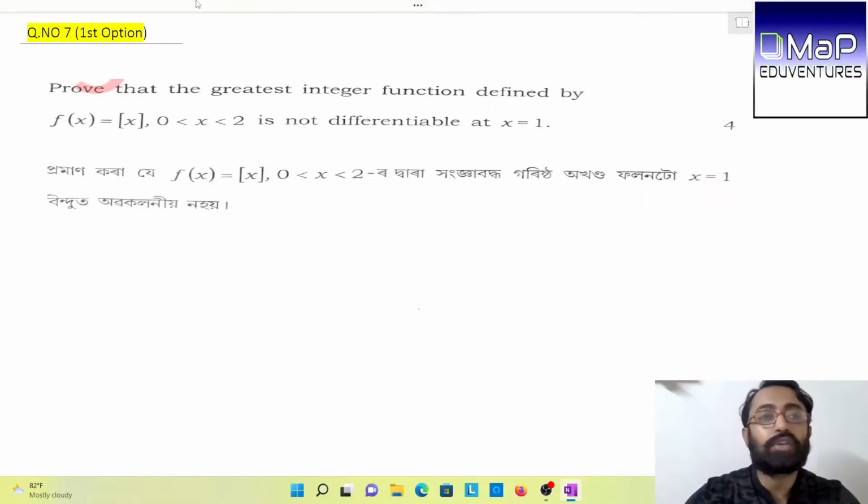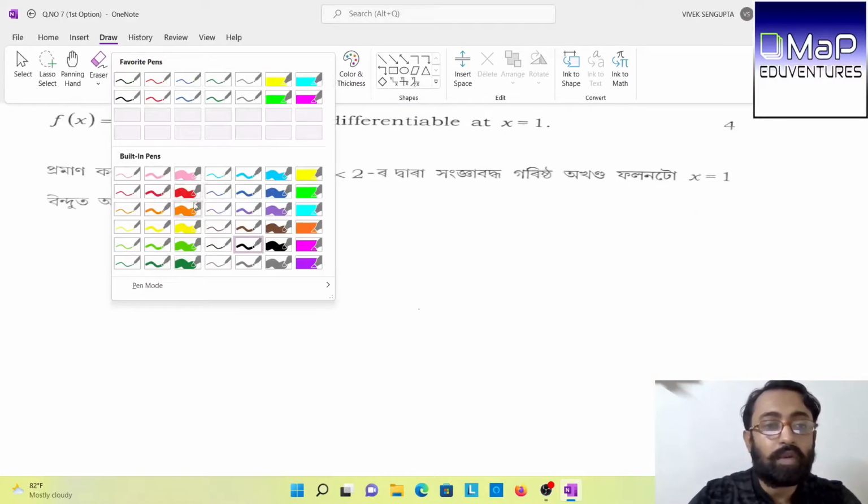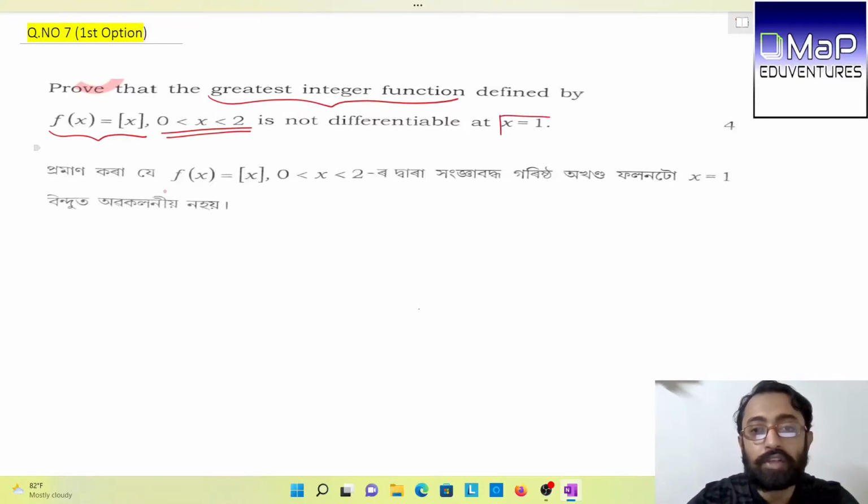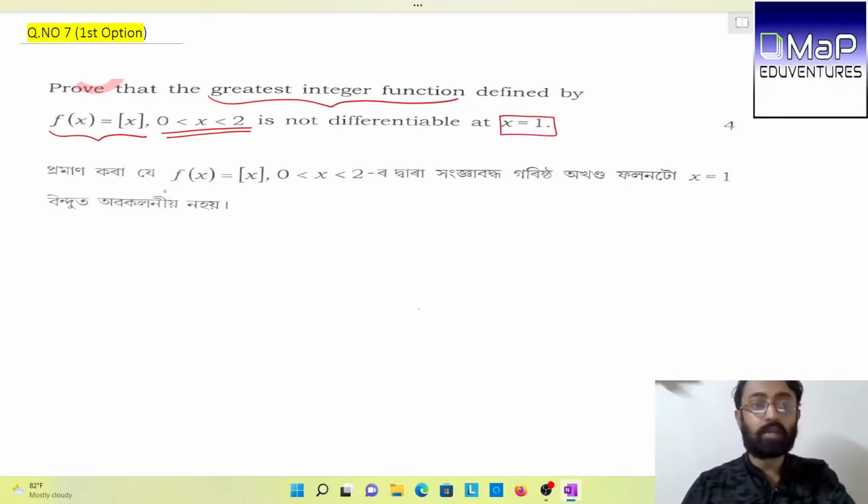Now let us go to question number 7. Prove that the greatest integer function defined by f(x) equals the greatest integer symbol, in the open interval 0 to 2, is not differentiable at x equals 1. So here we have to show that it is not differentiable.